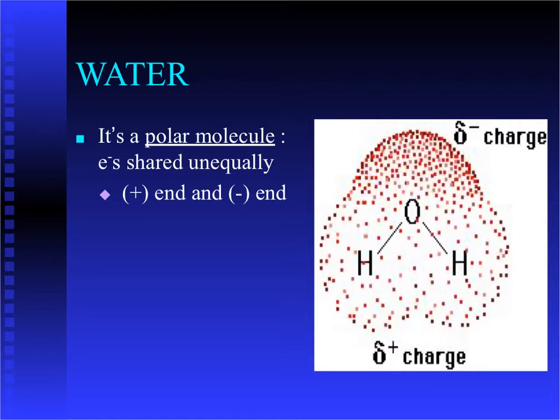One of the things that you may remember from the last lecture about atoms and elements is that water is a polar molecule. So remember, what that means is that the electrons in a water molecule are shared unequally. And that means that there is a positive end of the molecule and a negative end of the molecule. So the oxygen end has a slightly negative charge, and the hydrogen end has a slightly positive charge.